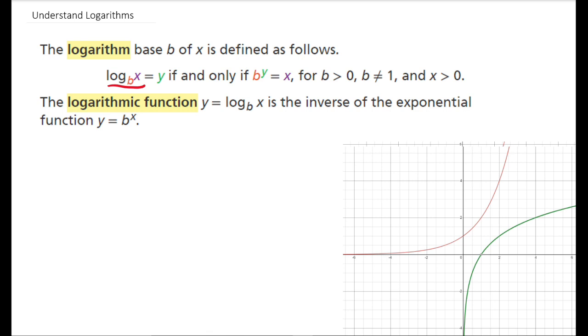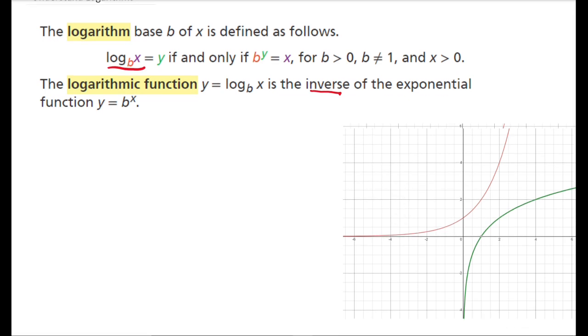And then there's some restrictions on b: b has to be positive, it can't be 1, and x has to be positive. So the logarithmic function, which we call y equals log base b of x, is the inverse of the exponential function y equals b to the x. So in that case, what's the inverse of y equals 2 to the x?